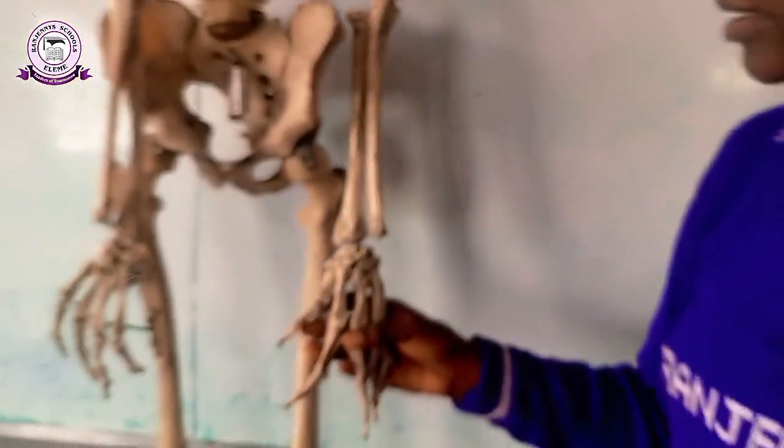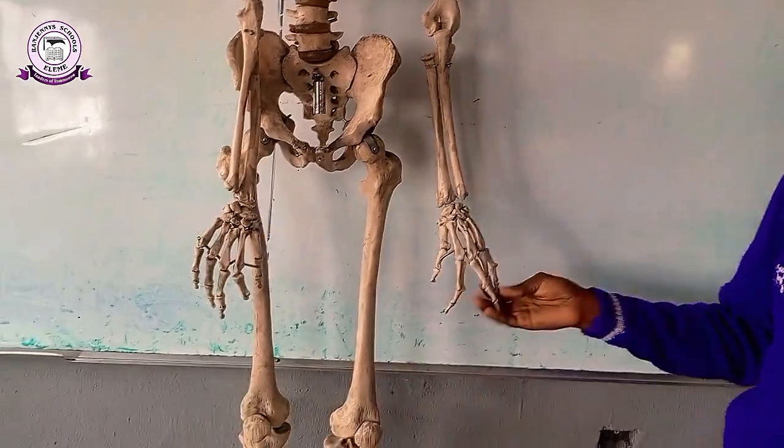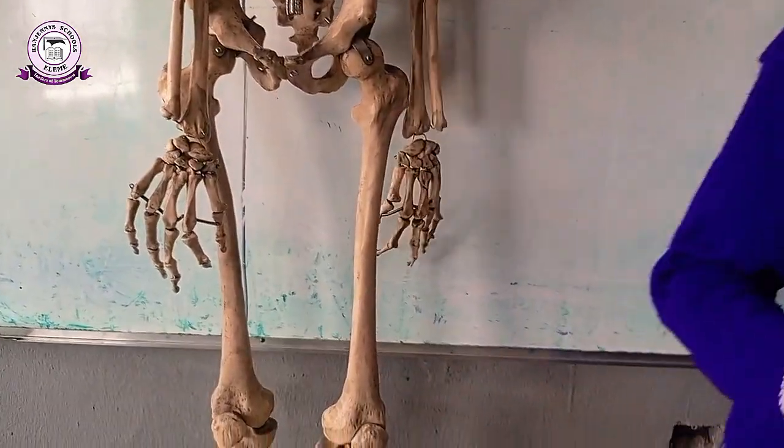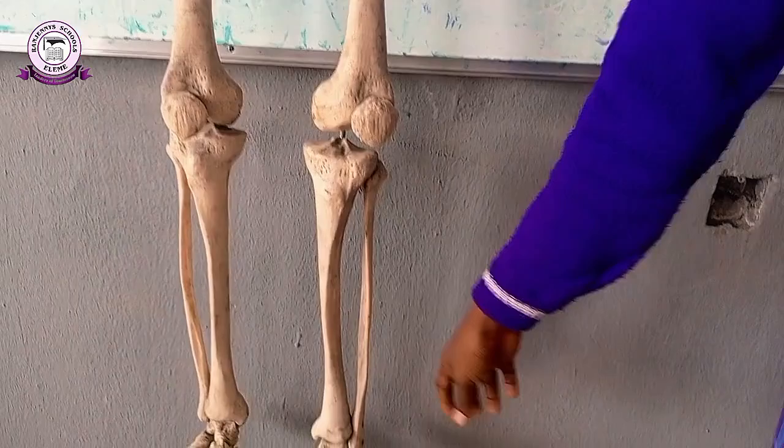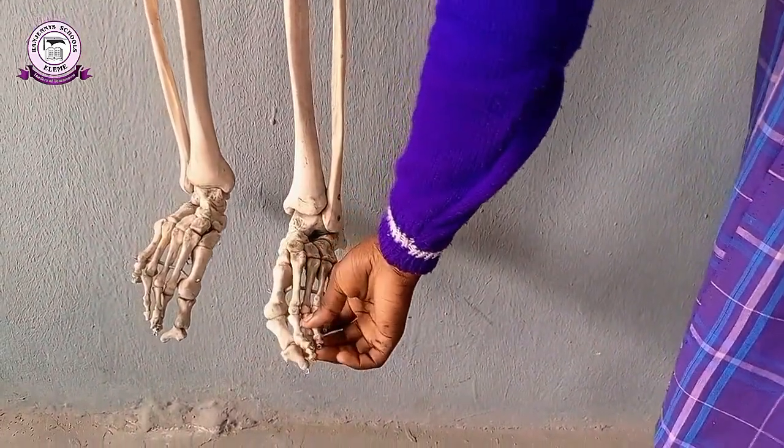There are 8 carpals in the body, joined with the metacarpals and ending with the phalanges. The hind limb: the hind limb is made up of the femur, tibia and fibula, tarsals, metatarsals, and digits.